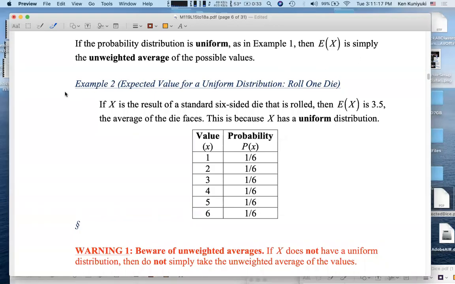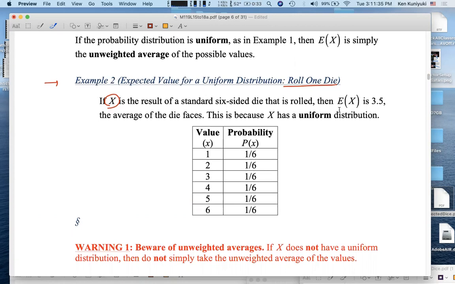Hi everyone, let's skip straight to example 2, where we roll one die. That random experiment, rolling one die, a standard 6-sided die. Now if X is the result, the die face we get when we roll a standard 6-sided die, then it turns out that E of X, or mu, the expected value of X, or the mean of this distribution, turns out to be 3.5, and we'll see why.